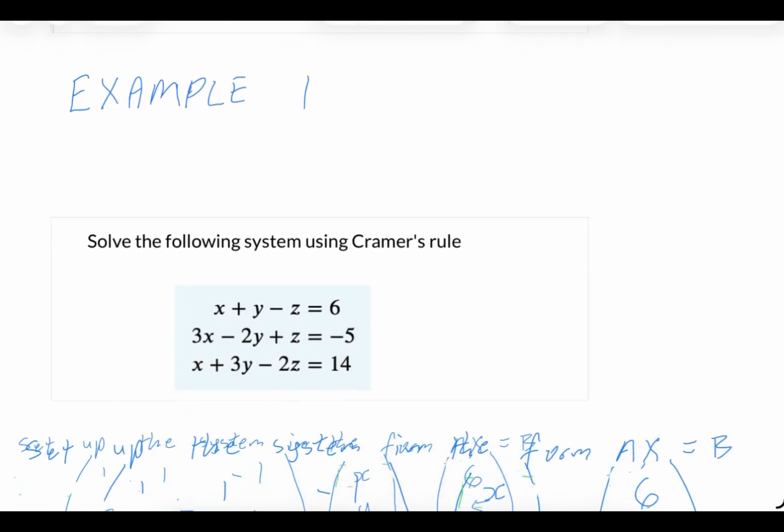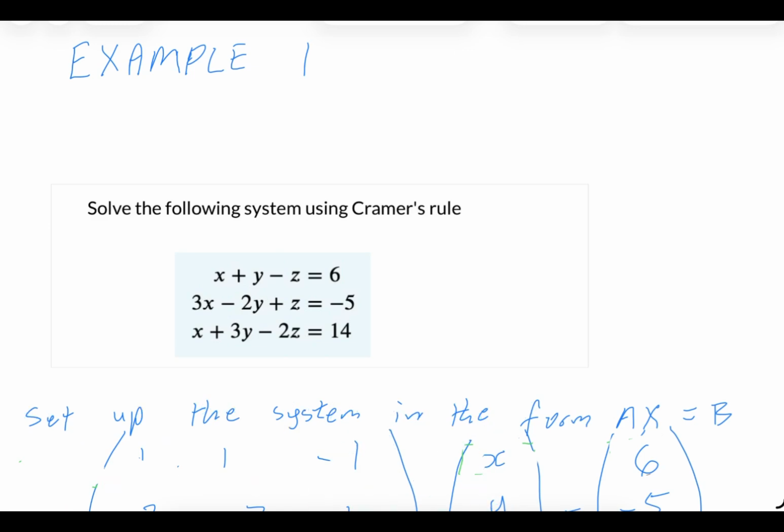Example 1. Solve the following system using Cramer's rule. x plus y minus z equals 6. 3x minus 2y plus z equals negative 5. x plus 3y minus 2z equals 14.